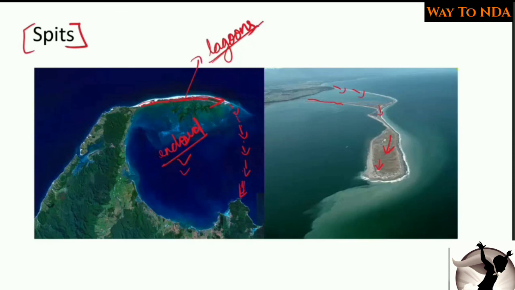When the bars are interconnected and keep on extending, it will be called a spit. And when the spit extends again and joins the next side of the coastline, taking a round shape and enclosing this water body, it creates a new water body, which is called a lagoon lake. So these are the important marine landforms which you should remember. That's all about the marine landforms.